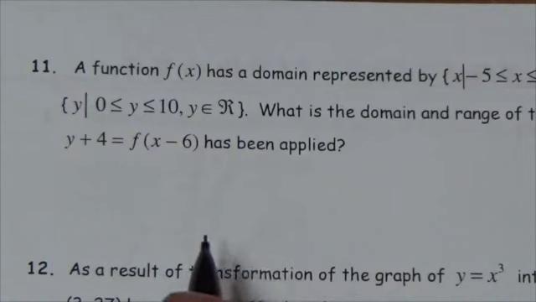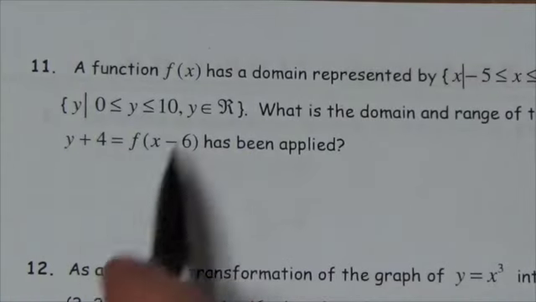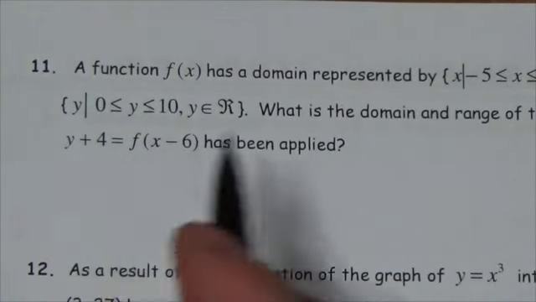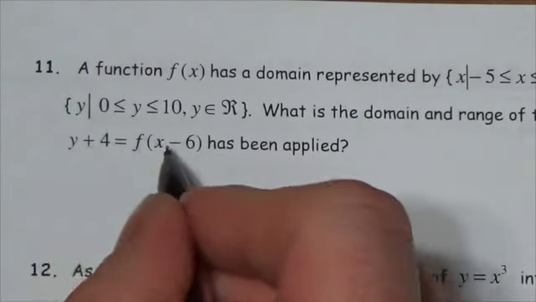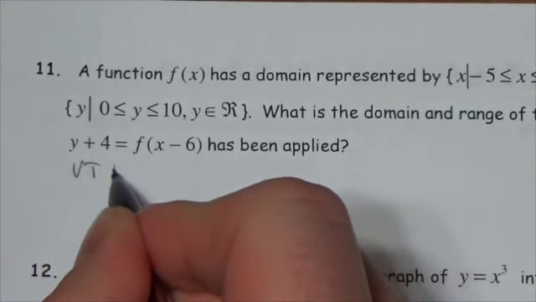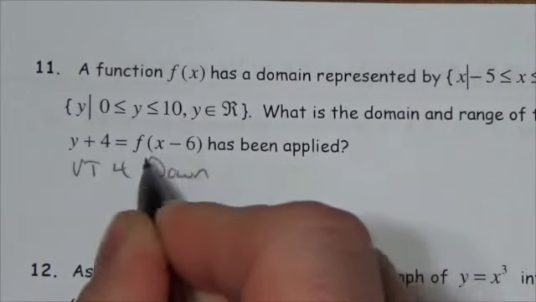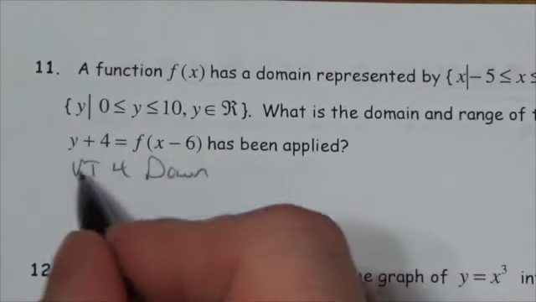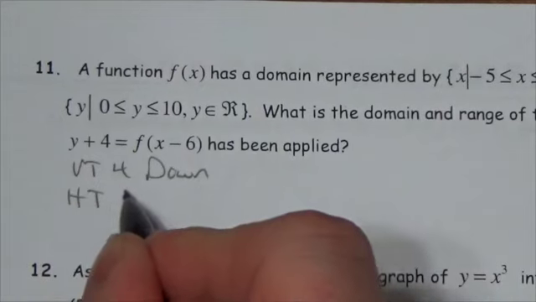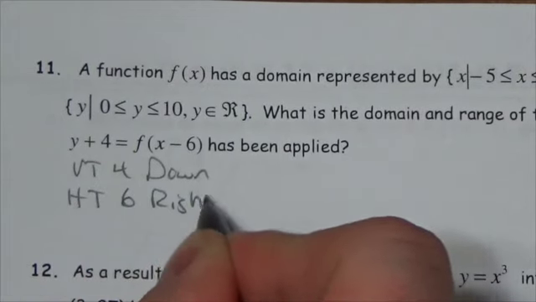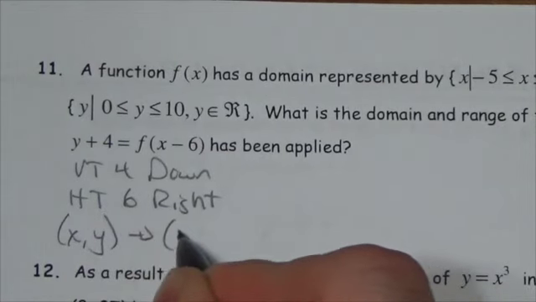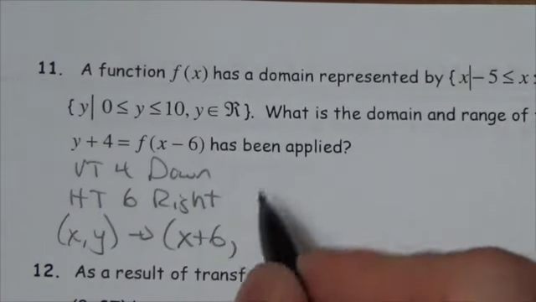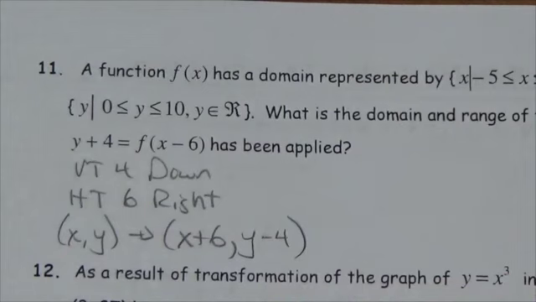All right, well, a question like this is most easily answered by just looking at what the transformations are, specifically getting the image point here. Notice that to get the y by itself, I'd have to subtract 4, so this is a vertical translation, 4 down. And then to get the x by itself, I'd have to add 6. So that would be a horizontal translation, 6 to the right. And that means my image point would look like this: x plus 6, y minus 4.